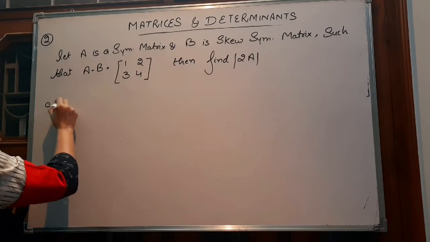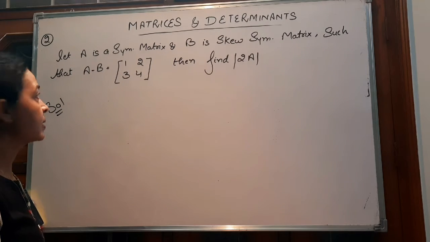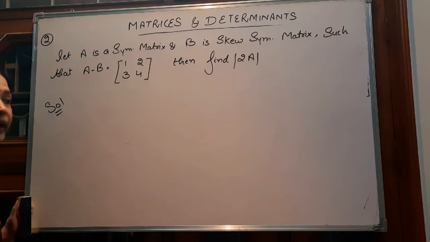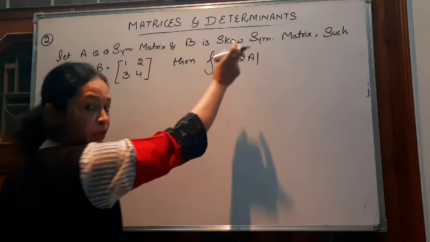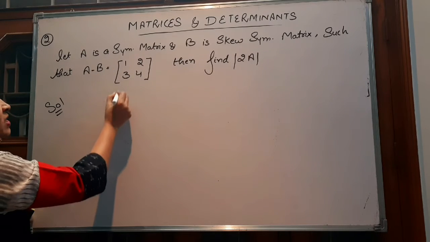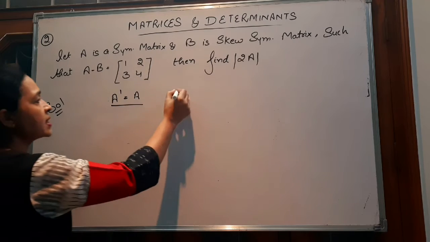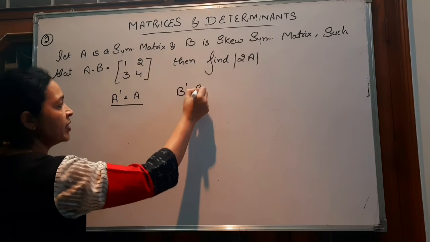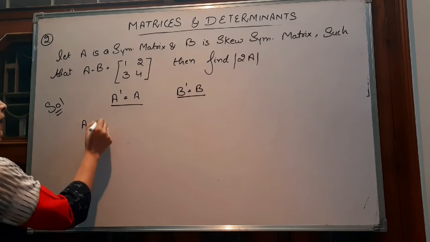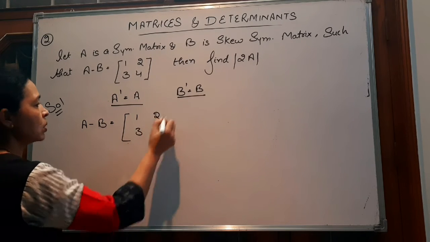Let A be a symmetric matrix and B be a skew symmetric matrix such that a matrix is given, A minus B. We have to find the value of the determinant of 2A. Now, A is a symmetric matrix means A transpose is equal to A. B is a skew symmetric matrix, so B transpose is minus B. Now what is given? A minus B is equal to the matrix 1, 2, 3, 4.